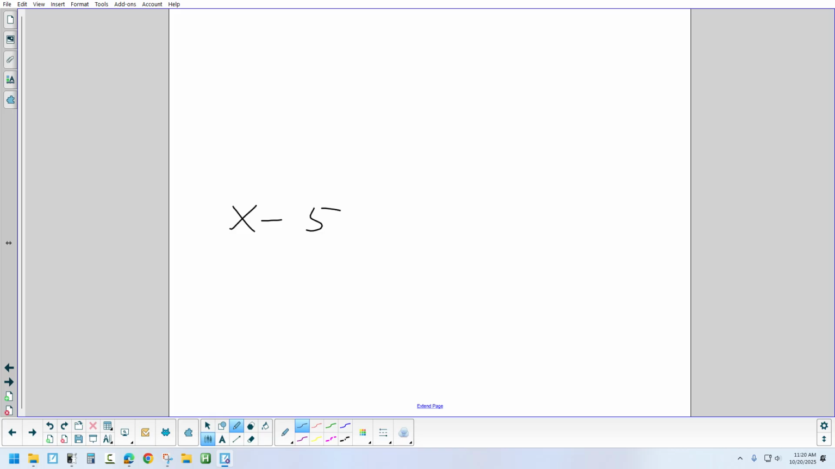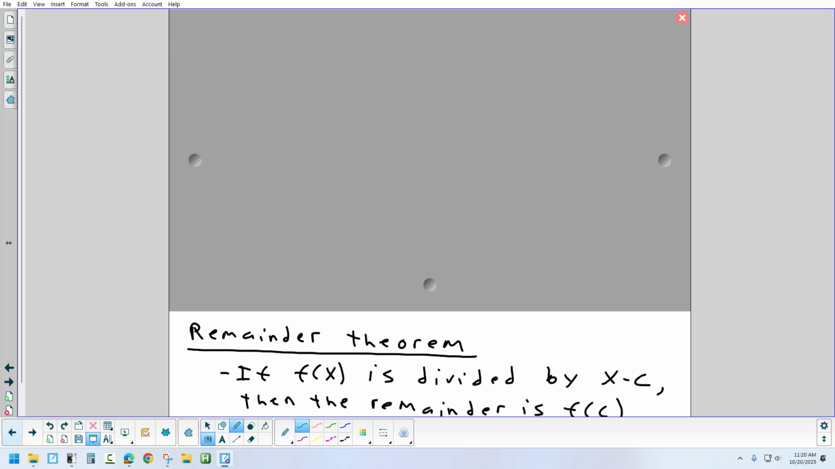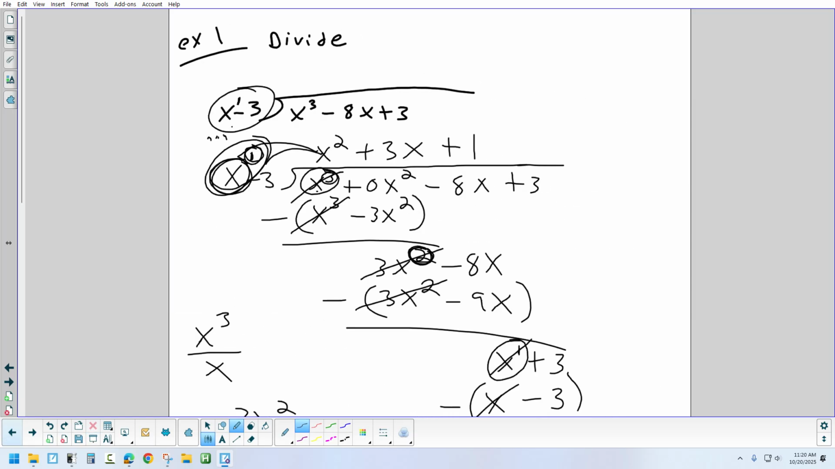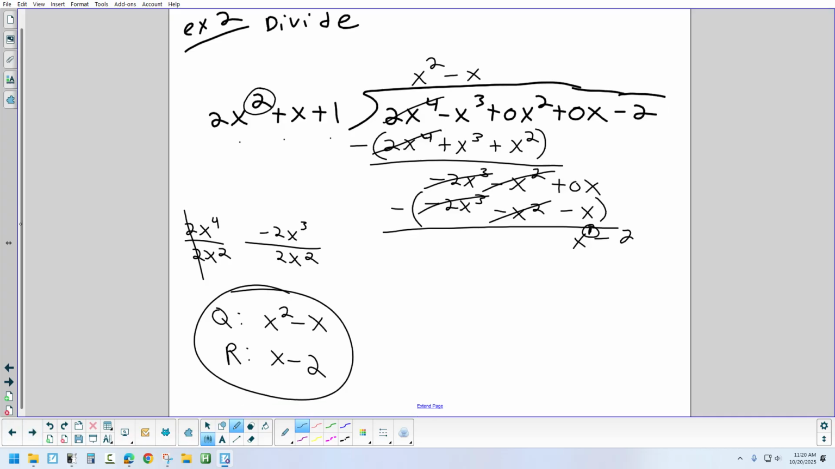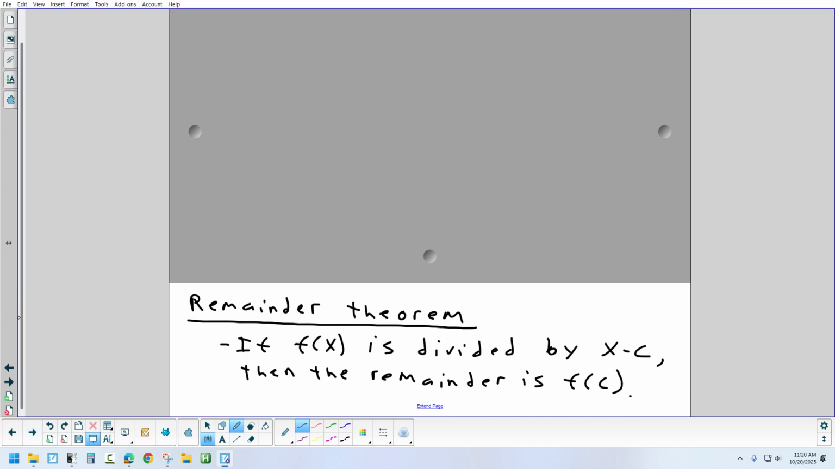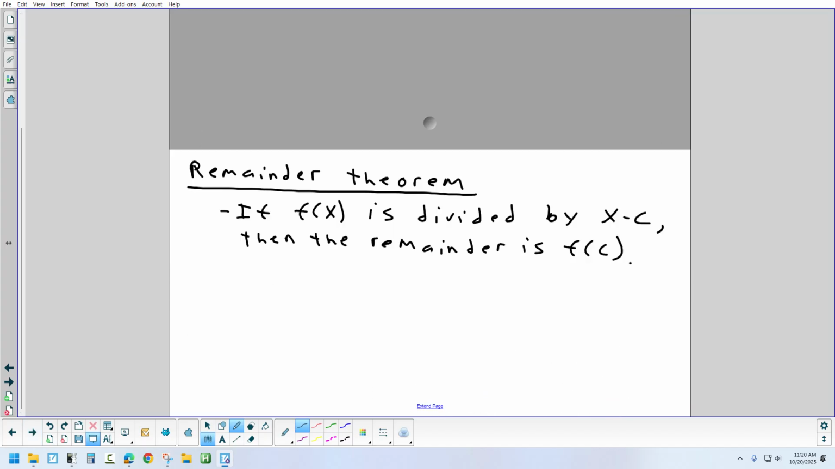Well, if you're going to do long division, and you know the remainder is going to come out to a single number, like this problem, 6. Not like this problem. That's not a single number. That has a variable. But if you're only going to get a single number, there is a quick way to find the remainder. That's called the remainder theorem.